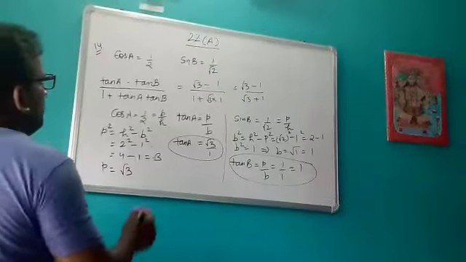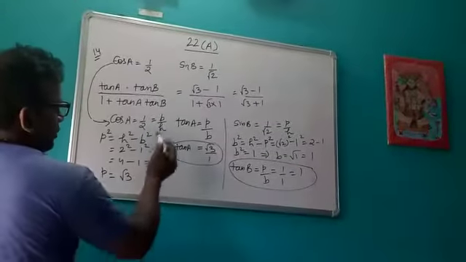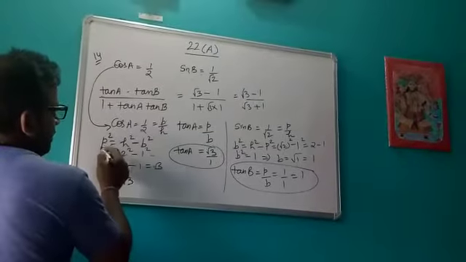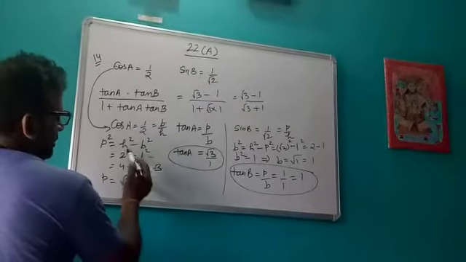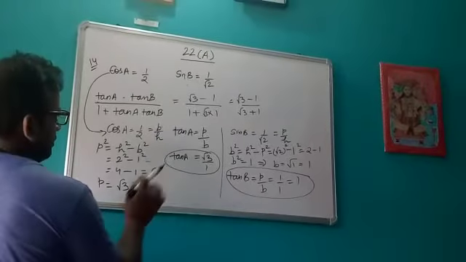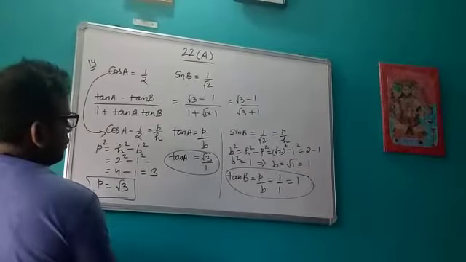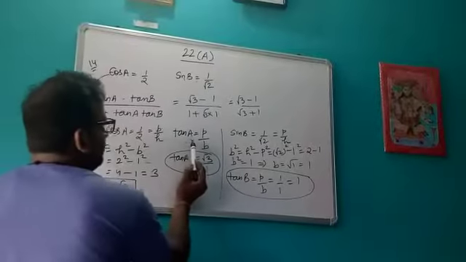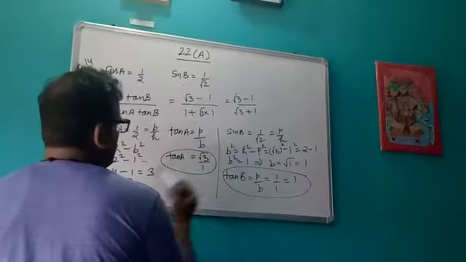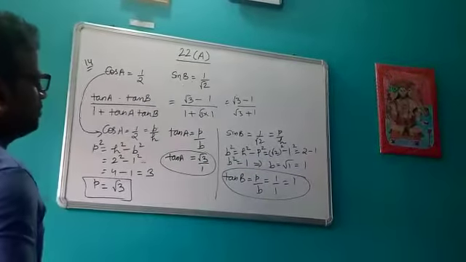So what we will do, we will first take the value of cos A, and what is cos A? Base upon height. So in this we will calculate the value of perpendicular, that is h square minus b square. So you will get this value as 3. So what is the value of p? Root 3. So from there you can find the value of tan A, that is p upon b. What was your p? Root 3, and b was your 1, so it is root 3 upon 1.